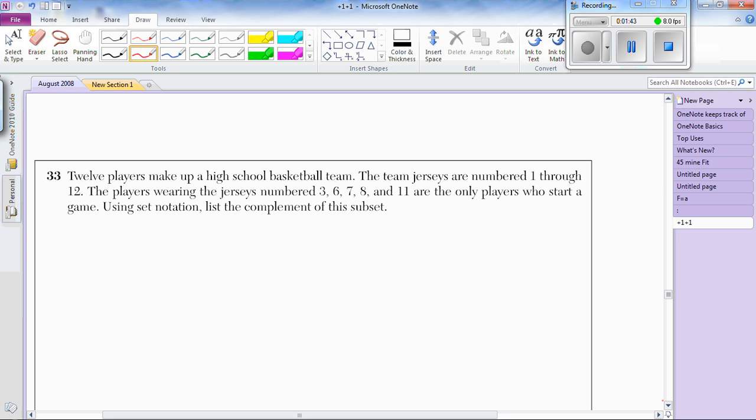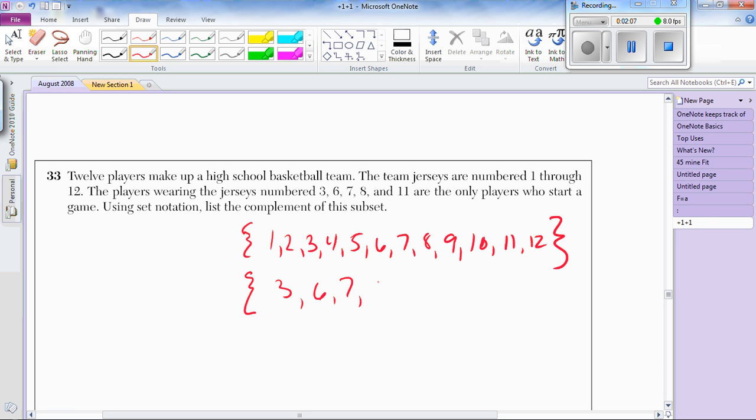The player numbers are 1 through 12: 1, 2, 3, 4, 5, 6, 7, 8, 9, 10, 11, 12. The starters are 3, 6, 7, 8, and 11. So this is the big set. This is the subset.